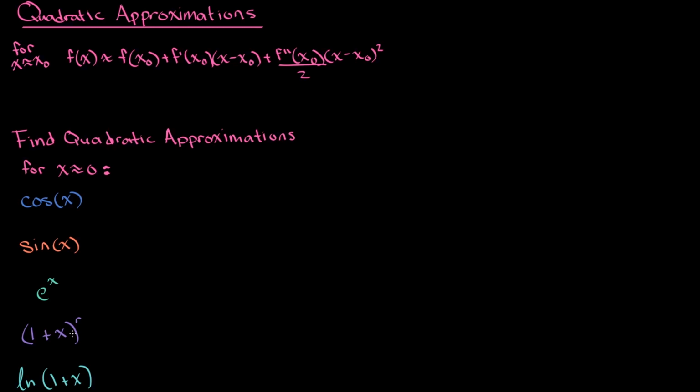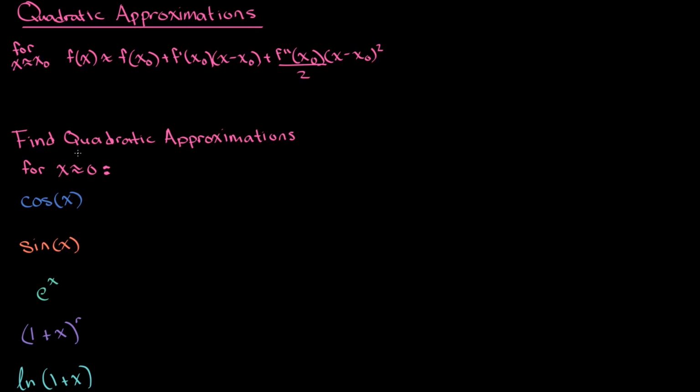So what I have down here are a few functions, and I want you to pause the video and make some quadratic approximations for these functions at x is equal to 0. And again, this notation here is saying, make a quadratic approximation for these functions at x is equal to 0, and then use those quadratic approximations to approximate values of this function for x values near 0. So why don't you pause the video and give that a try on your own. All right, assuming that you've given it a go, let's begin.